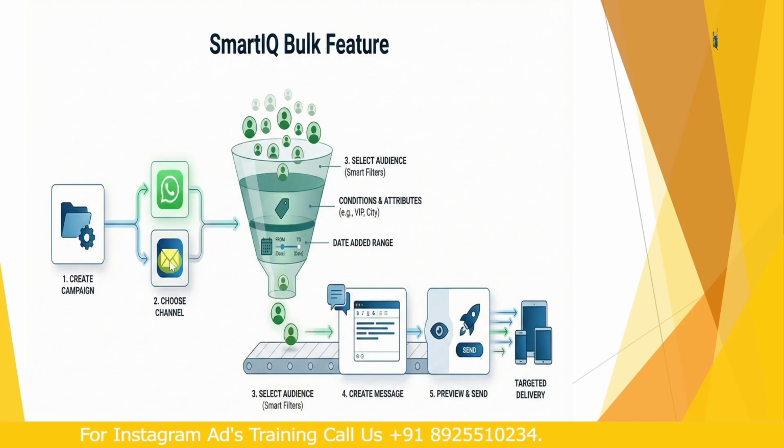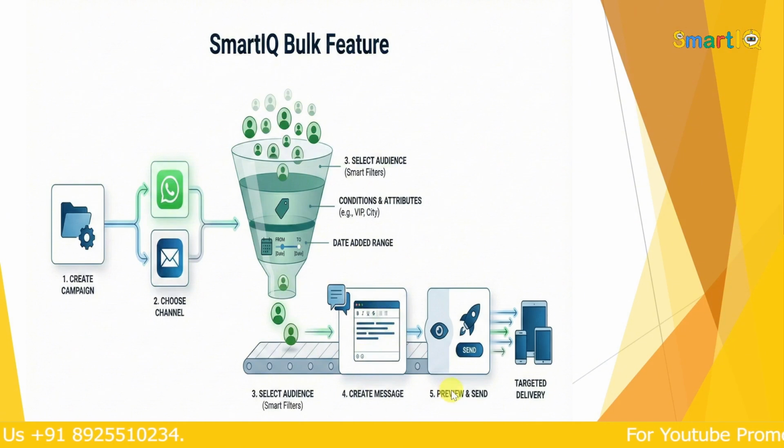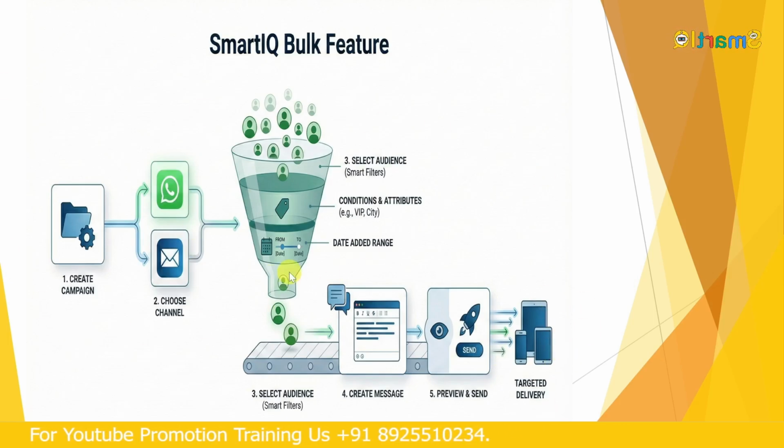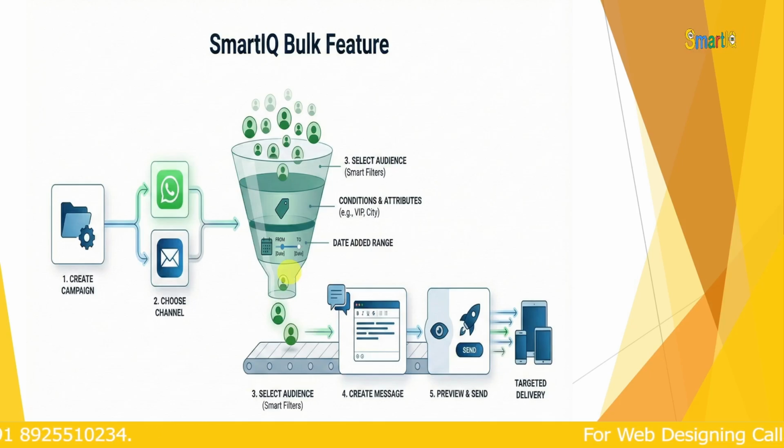Then, after we've chosen our WhatsApp or email channel, we'll create the message here. Once the message is created, we'll preview it, check if everything is correct, and then hit send. The message will be delivered to everyone we've targeted. So, this is how we do it with the bulk feature in Smart IQ. Come, let's practically create a campaign, send our message, and see how it works.